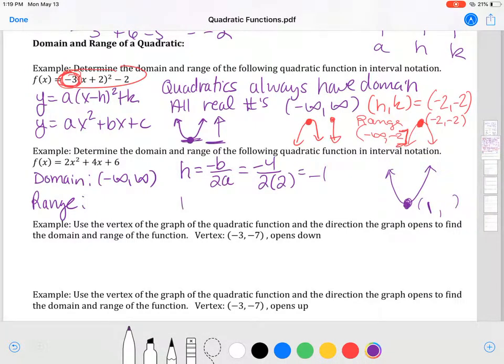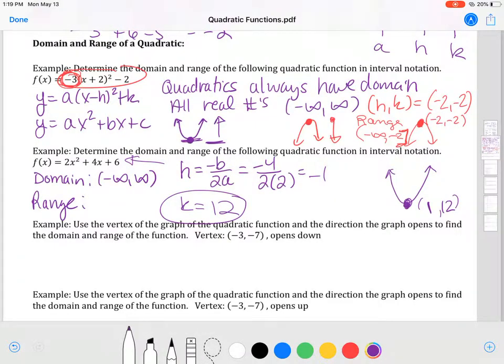But now I have to plug my value back in here to see what my corresponding y value is. So if I plug in negative 1, that's going to give me 2 times negative 1 squared, which is 1 times 2. And then I'm going to add it to 4 times negative 1, which is negative 4. And then add 6. So I know my k value is going to be 4.